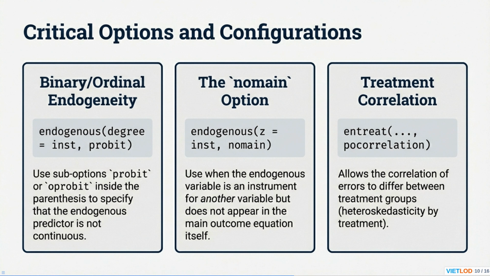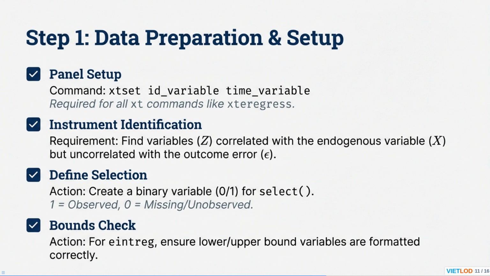This slide outlines advanced settings for ERM models. For instance, the probit and eprobit suboptions are used for binary or ordinal endogenous predictors. The nomain option handles instruments that do not appear in the main outcome equation. Lastly, pole correlation allows for heteroscedasticity by permitting error correlations to differ between treatment groups. These options allow you to tailor the model to your specific data requirements.